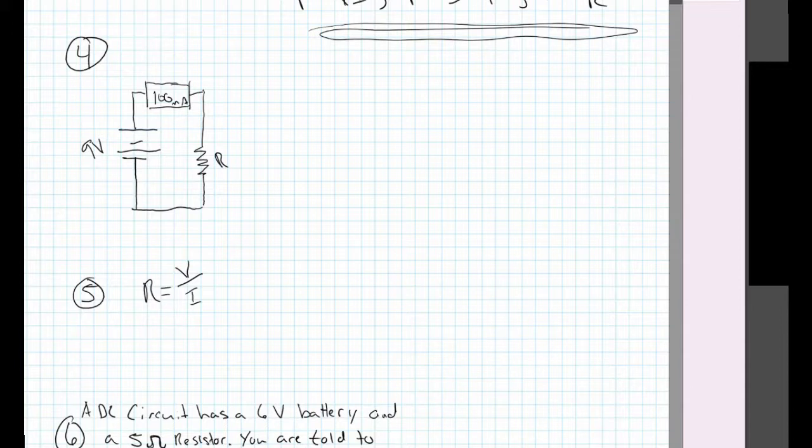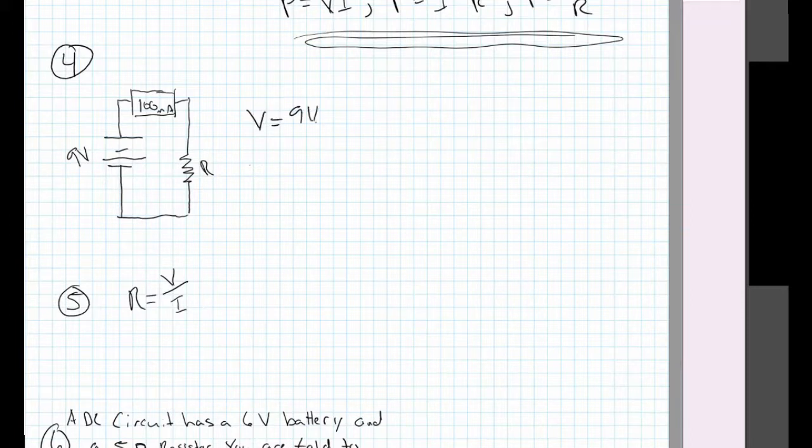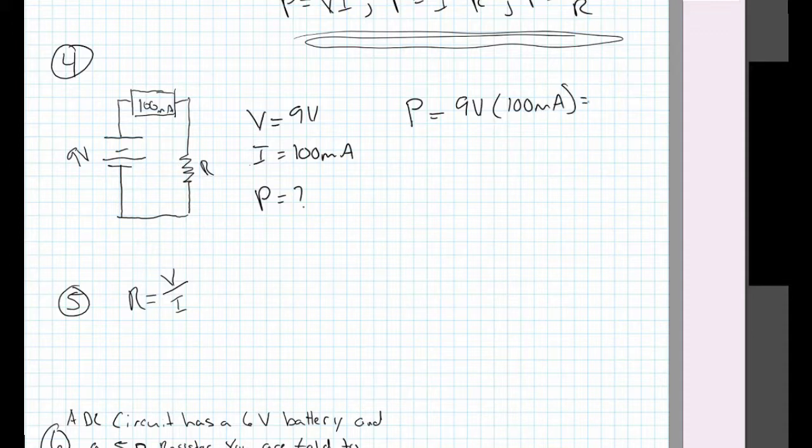All right, what do we got? We got 9 volts, a 9-volt battery. We have 100 milliamps. Let me rearrange that real quick. So voltage is equal to 9 volts. Current is equal to 100 milliamps. We want to know the power. What is the power? So we use this first equation right up here. We take our power, make that equal to 9 volts times 100 milliamps. What does that give us?